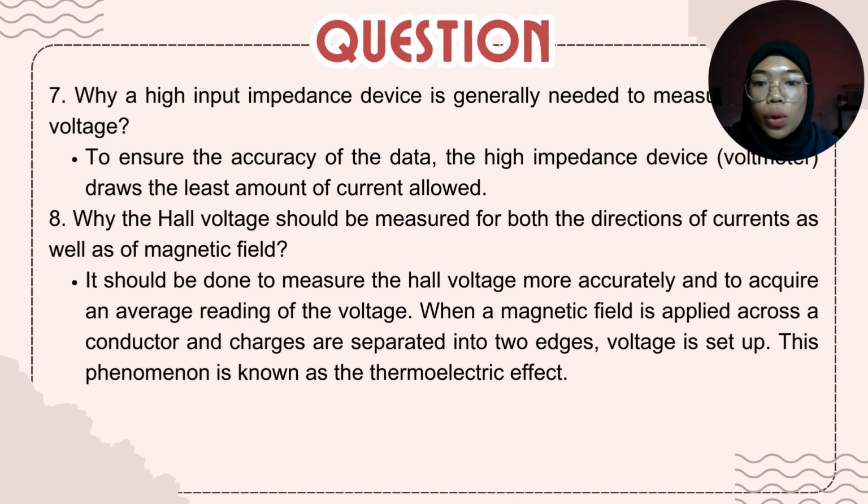Question number 8. Why should the Hall voltage be measured for both directions of current as well as magnetic field? It should be done to measure the Hall voltage more accurately and to acquire an average reading of the voltage. When a magnetic field is applied across a conductor and charges are separated into two edges, voltage is set up. This phenomenon is known as the thermoelectric effect.